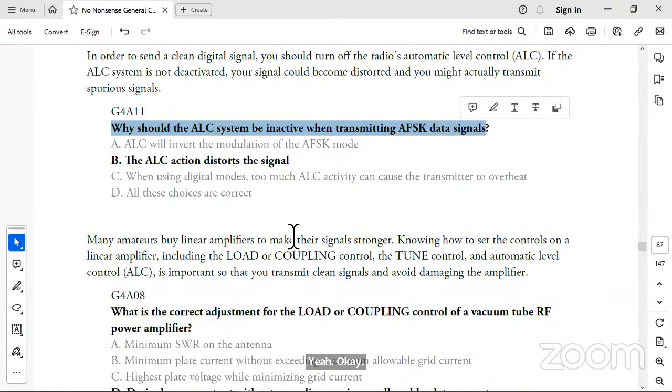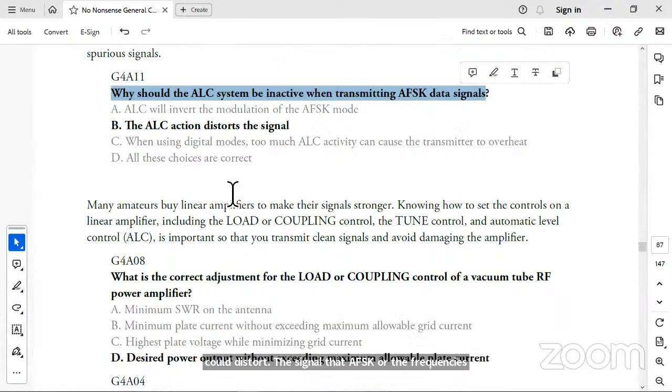Why should the ALC system be inactive when transmitting AFSK signals? So we did say that the automatic level control could distort the signal, that AFSK, audio frequency shift keying signal via digital mode. ALC action can distort the signal.